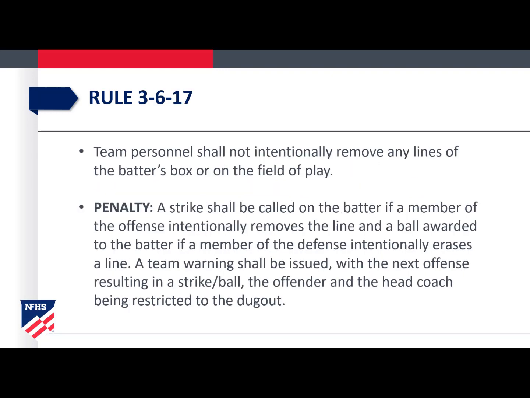In 3.6.17, we're reminded that team personnel shall not intentionally remove any lines of the batter's box or on the field of play. The penalty is a strike called on the batter if a member of the offense intentionally removes the line, and a ball awarded to the batter if a member of the defense intentionally erases the line. A team warning will be issued, with the next offense resulting in a strike or ball, the offender and the head coach being restricted to the dugout.